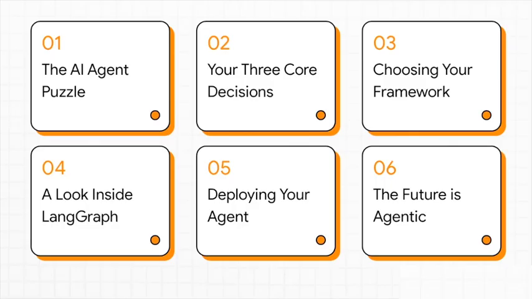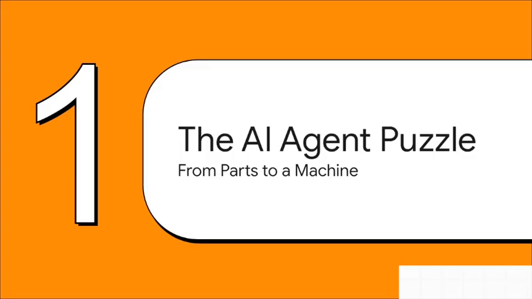Well, to answer that, we've laid out a blueprint for you. We're going to go from understanding the puzzle to making the core decisions, and then we'll peek inside a framework. We'll even cover deployment, and most importantly, why all of this matters. Consider this your path from confusion to clarity. So let's kick things off with the big picture, the AI agent puzzle.